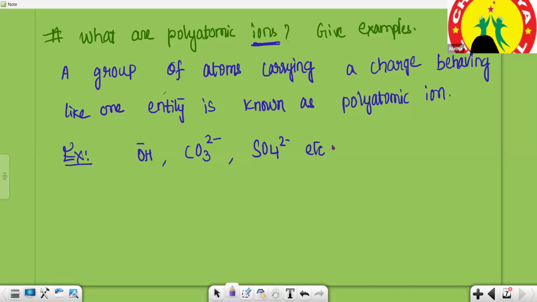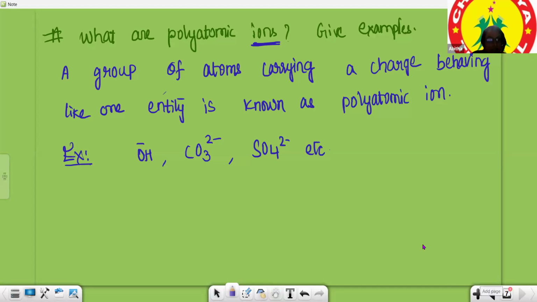Read the definition again. A group of atoms carrying a charge behaving like one entity is known as a polyatomic ion. Again, a group of atoms carrying a charge behaving like one entity is known as a polyatomic ion. Very good.